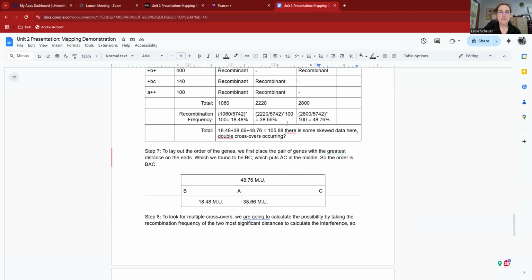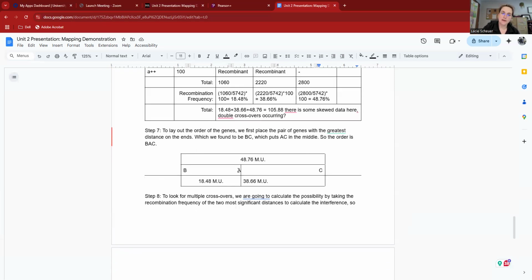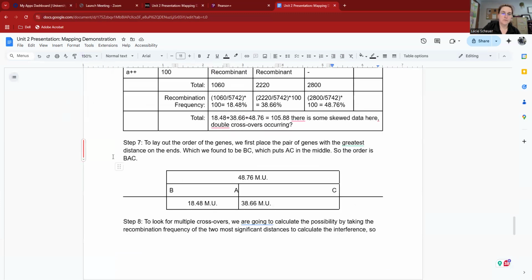So we're going to first take our greatest distance here, which is going to be that 48.76%. We're going to lay that out here on this line. So that 48.76 is the distance between B and C. If we imagine that this line right here is our chromosome, here is our allele B, this is our allele C, and that distance represented by this block is 48.76.